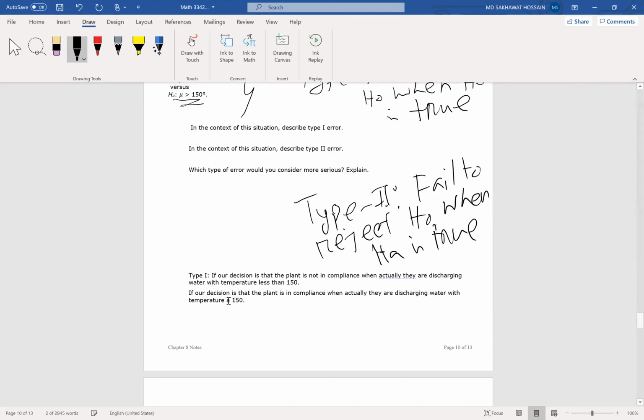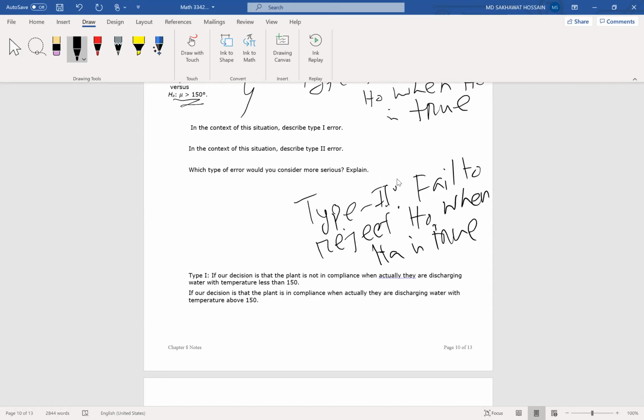Yes, it is the correct answer. Yeah, it is a correct decision. You're right. So now if our decision is that the plant is in compliance when actually they are discharging water with temperature above 150, so what do you think? This is type 2. Yes. This is type 2. This is not a correct decision.